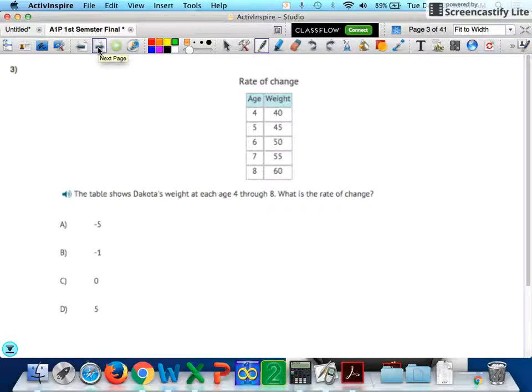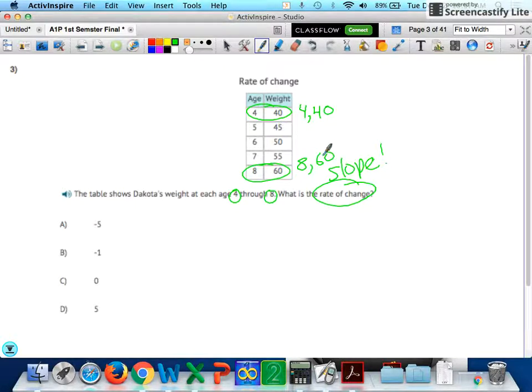This says Dakota's weight at age 4 through age 8. What is the rate of change? Okay, rate of change means slope. Well, to calculate slope, we need 2 points, and it says age 4 and age 8. That means this is a point (4, 40), and this is a point (8, 60). Okay, those are my 2 points I need.